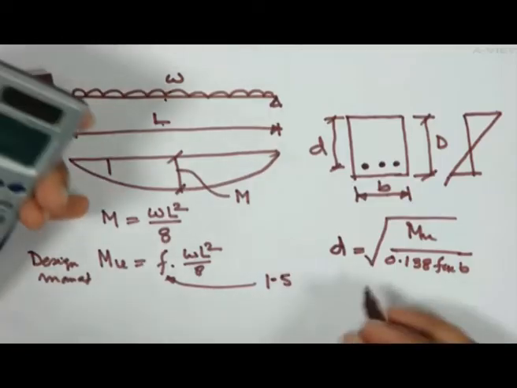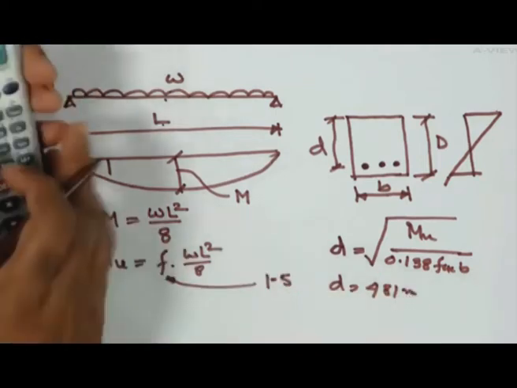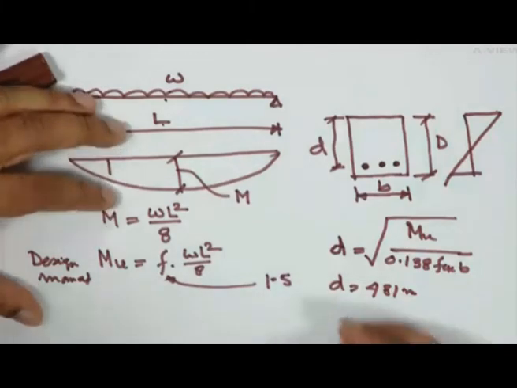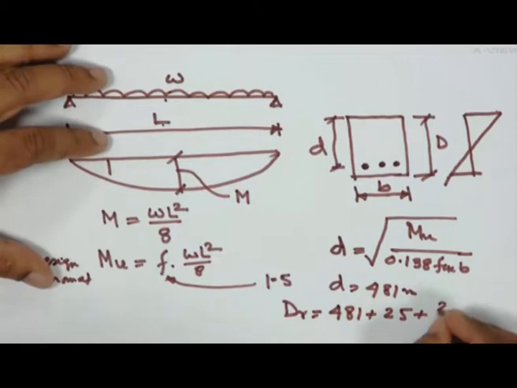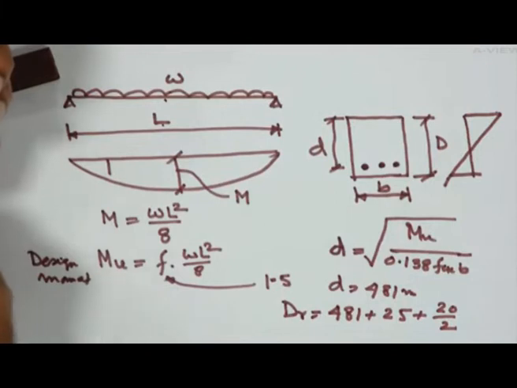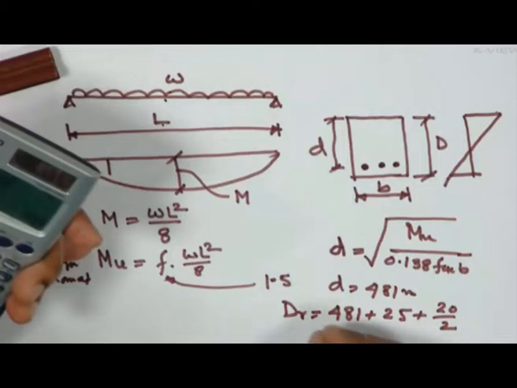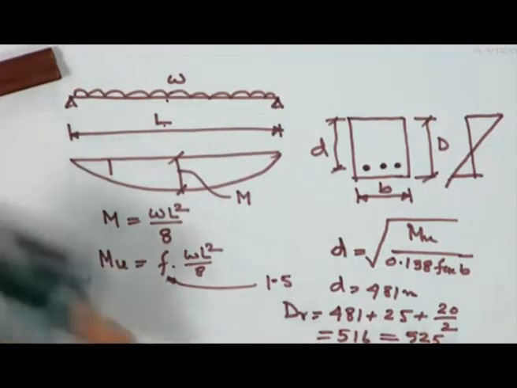So I am getting D equal to 481. So how much do I require? The D required, that means depth required, is 481 plus 25 plus, say I am using a 20 dia bar, 10. So what I can do here is 481 plus 25 plus 10, which comes to 516. That means if I provide, say, 525, that is also all right for me.